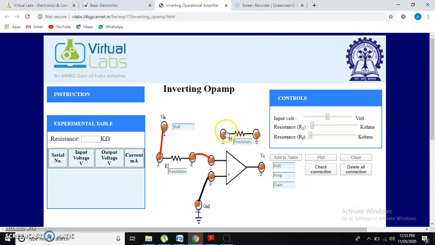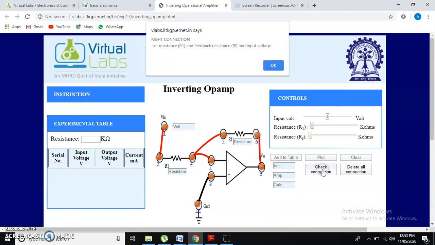The feedback resistor is there and that feedback resistor must be connected to the inverting terminal. Therefore this connection is made. And to close the feedback loop, this will be connected to the output. So this way the circuit diagram is designed. Let us check whether the connections we have made are correct or not.